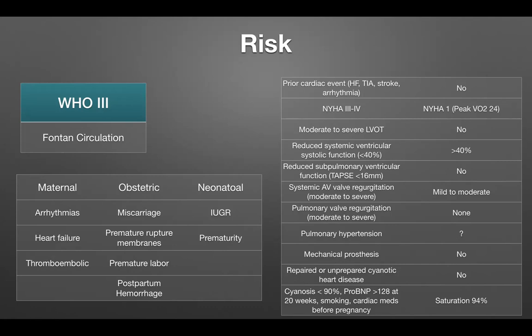When looking at the maternal, obstetric and neonatal risk, going back to the left of the screen, she is at risk for arrhythmias, heart failure, and thromboembolic events. So these need to be monitored. Pregnancy increases thromboembolic events. This adds to it. Increased prematurity for the neonate and growth retardation does occur as well.